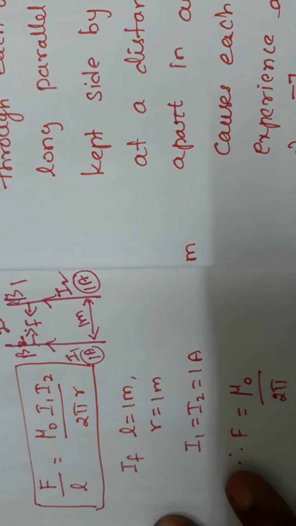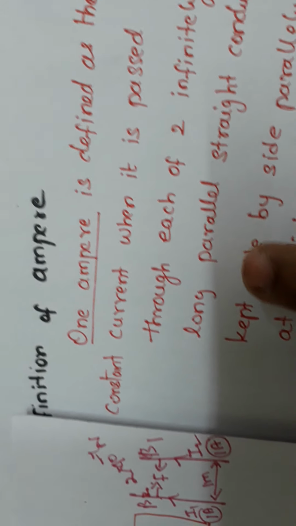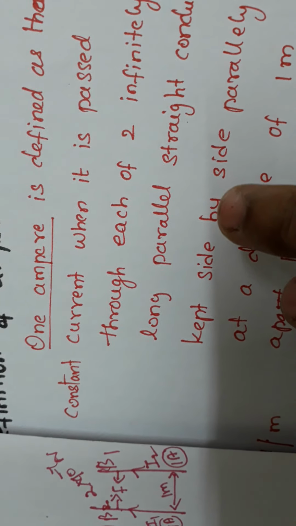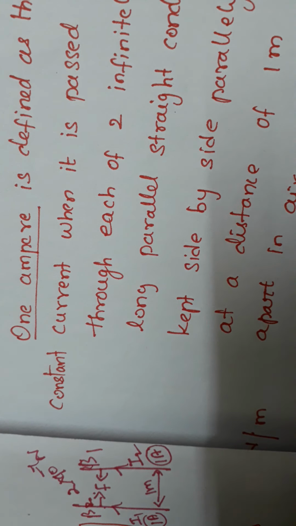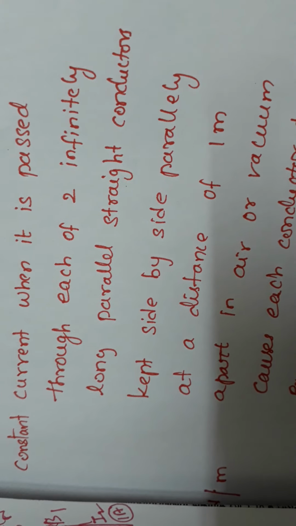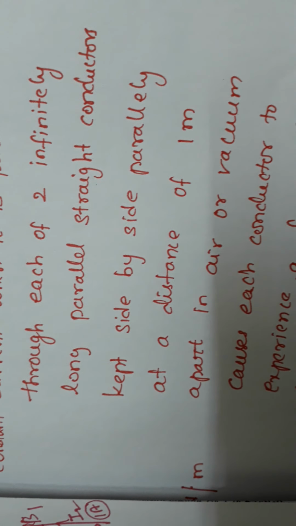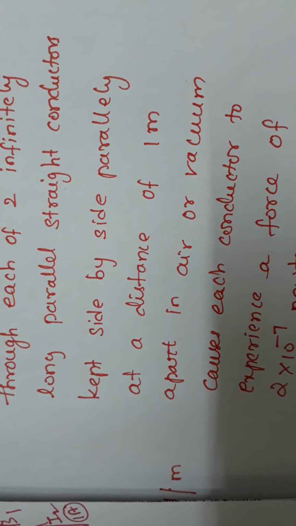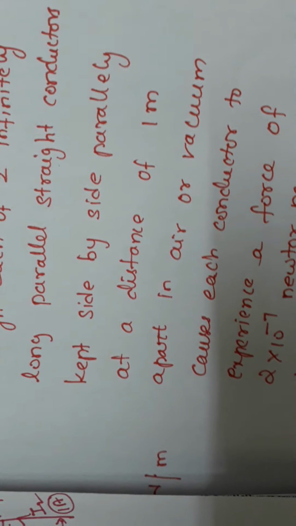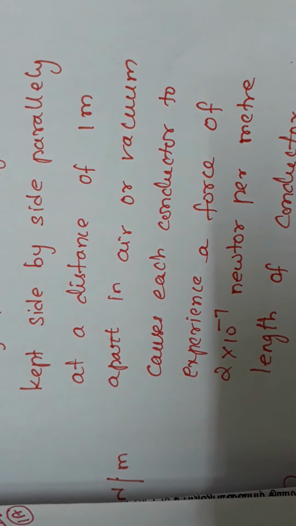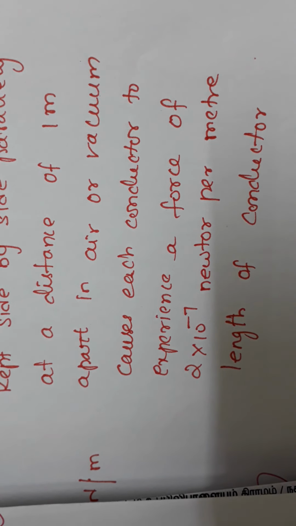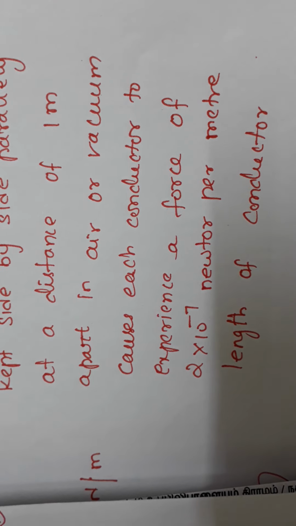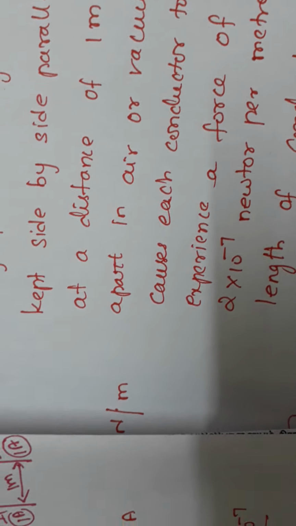So we will define ampere now, children, right? 1 ampere is defined as the constant current which, when passed through two infinitely long parallel straight conductors kept side by side parallelly at a distance of 1 meter apart in air or vacuum, causes each conductor a force of 2 into 10 power minus 7 Newton per meter length of the conductor, right?